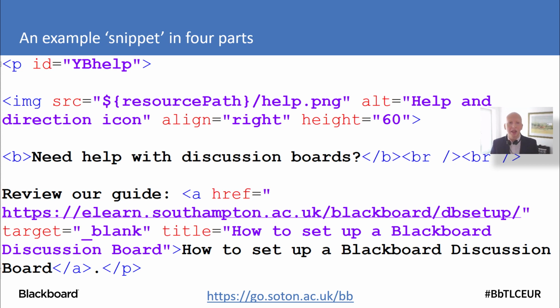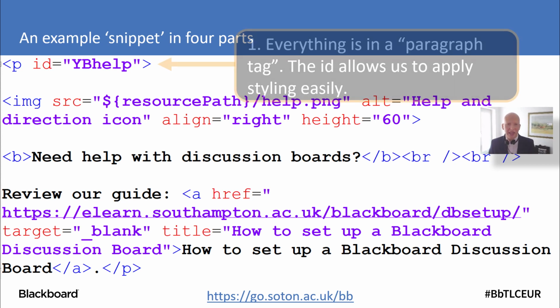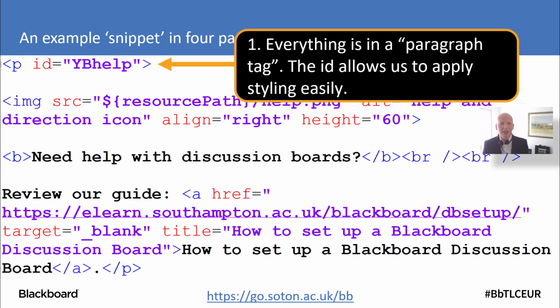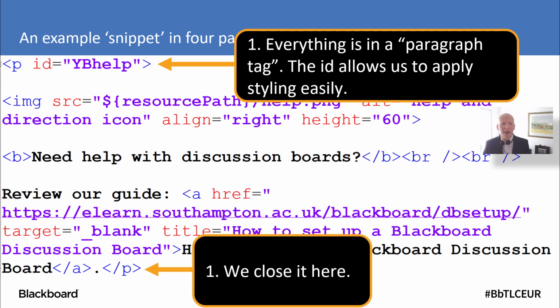And we start with a new paragraph, a P tag, and that has an ID. So the ID is saying this is called YB help, this paragraph. That means yellow box help, because I did say about not having that much imagination. And that will allow us to apply the styling to this area later. And I'll tell you about the styling in a little bit. And next we have the closing P tag. So everything is within this kind of paragraph.